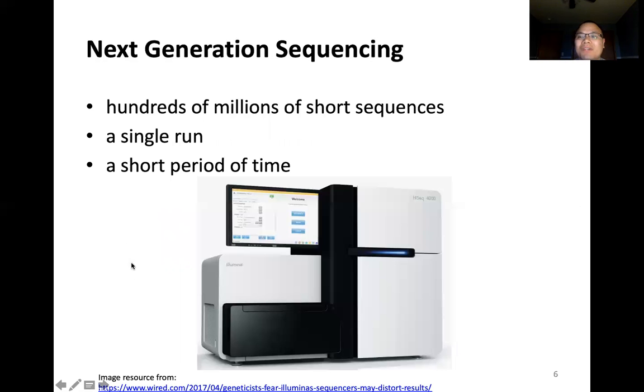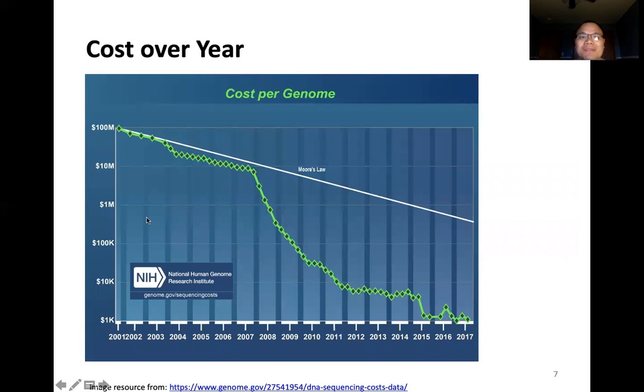With the development of technology, there are large machines like this, and they can run in a very short time and in a single run get a lot of data and save us a lot of time. Also, the cost of sequencing a genome decreased dramatically. It cost about 100 million at the very beginning, until very recently, and the cost has decreased to close to $1,000.